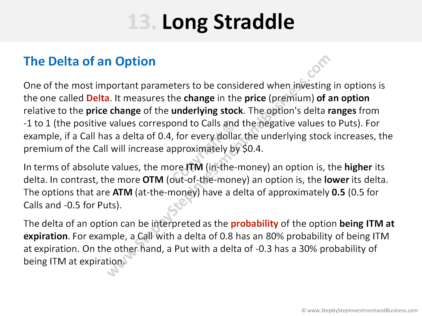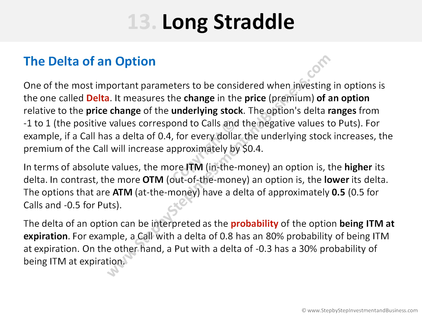For example, if a call has a delta of 0.4, that means that for every dollar the underlying stock increases, the premium of the call will increase approximately by 40 cents. In terms of absolute values, the more in the money an option is, the higher its delta. In contrast, the more out of the money an option is, the lower its delta. The options that are at the money have a delta of approximately 0.5, that is, plus 0.5 for calls and minus 0.5 for puts.